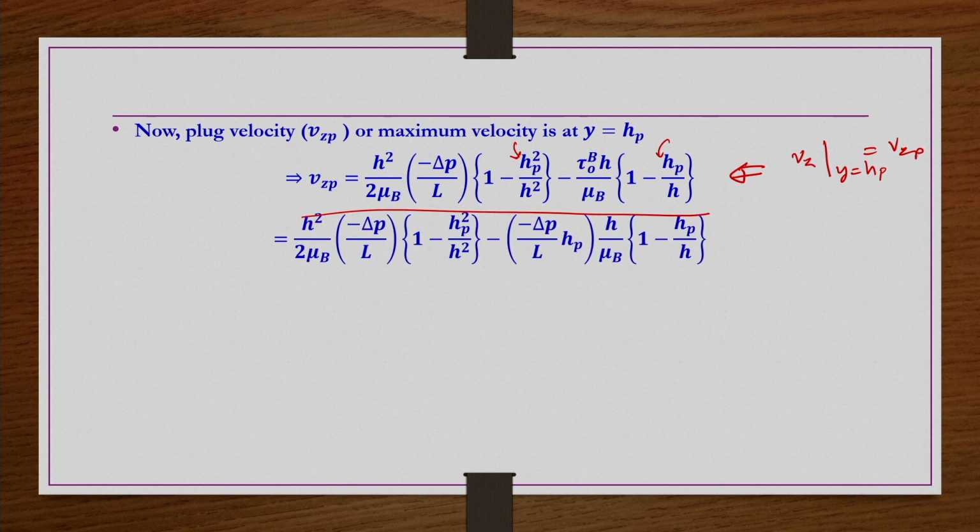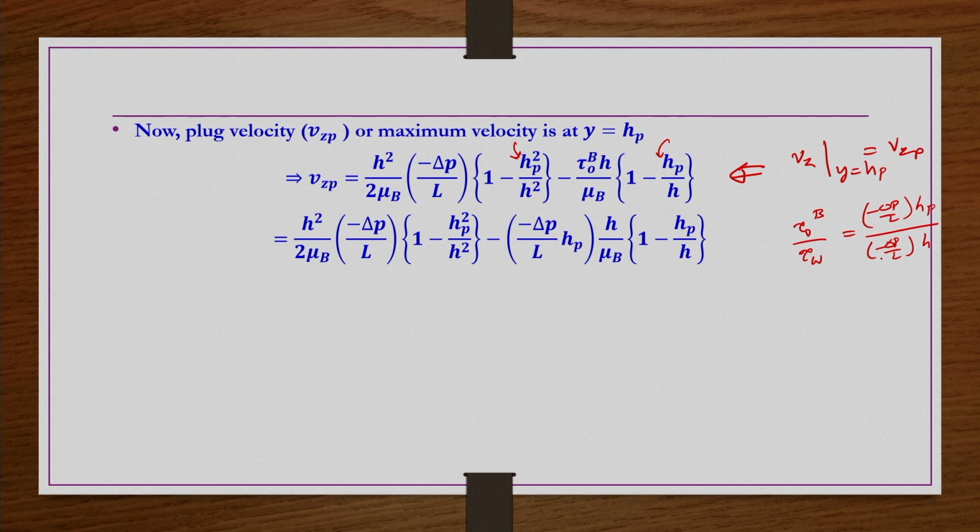Now, further simplification of this equation we can do by taking tau_0b as minus delta p by L Hp. Because if you do tau_0b divided by tau wall, what do you get? Tau_0b is minus delta p by L multiplied by y, and in place of y you have Hp. Tau wall is nothing but minus delta p by L multiplied by H, at y equals H. This is what we have.